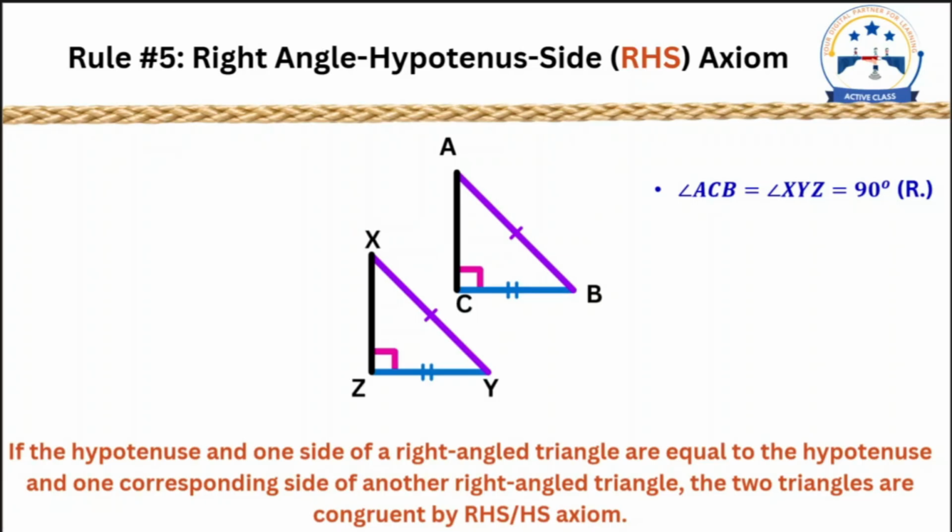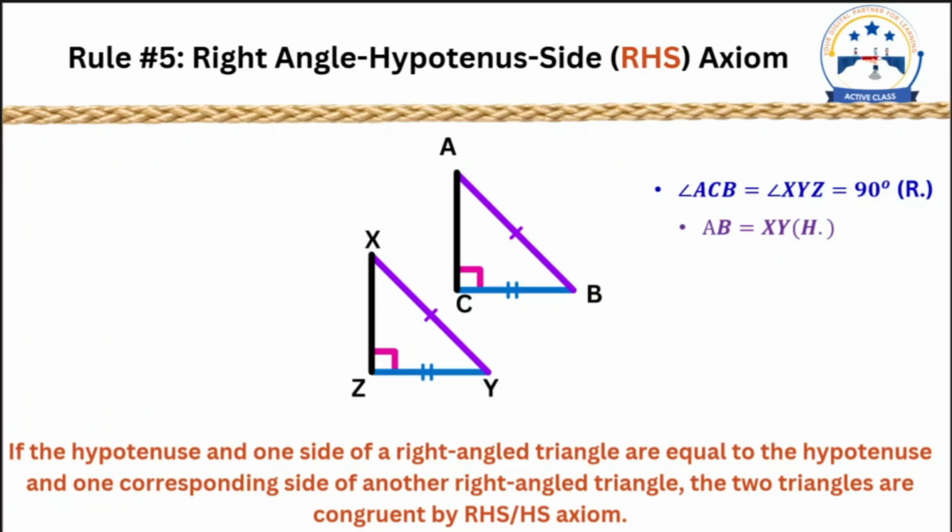After R, there comes H. H means hypotenuse, which is the side just opposite to the 90-degree angles. We call these sides hypotenuse. And can you see the hypotenuse equal in both the figures? Yes, they are equal. AB is equal to XY. Both are equal and both are hypotenuse.